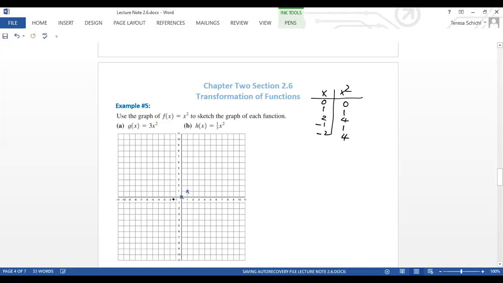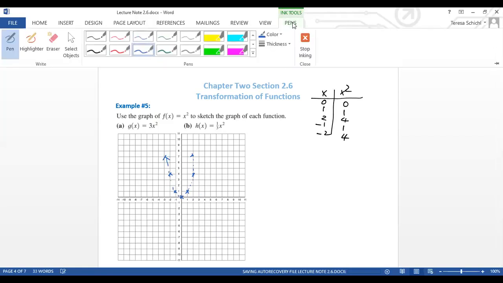1, 1 here, negative 1 here, 2, 4, and negative 2, 4 here. Okay, this is our parent function. So use what? Use dots, because that's not my final product, right? Okay, so now let's take a look at the 3x squared.